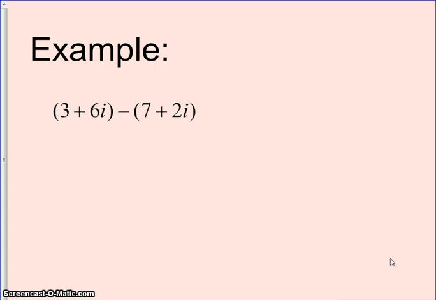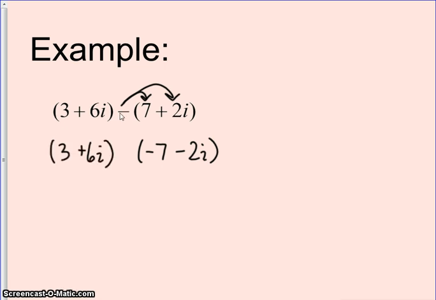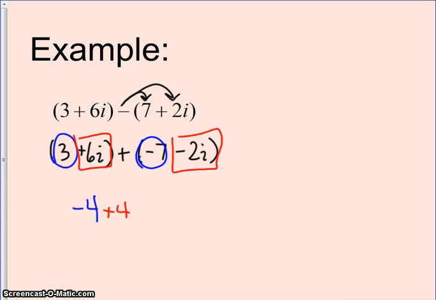Alright, so let's do another example together. Let's first distribute the negative to both the real 7 and the imaginary 2i. So this becomes a negative 7 minus 2i, bringing down the first complex number because we did not change it, and since we distributed the negative, it becomes an addition problem. So 3 plus negative 7 is negative 4, and 6i plus a negative 2i is a positive 4i. So that right there, negative 4 plus 4i is my answer.